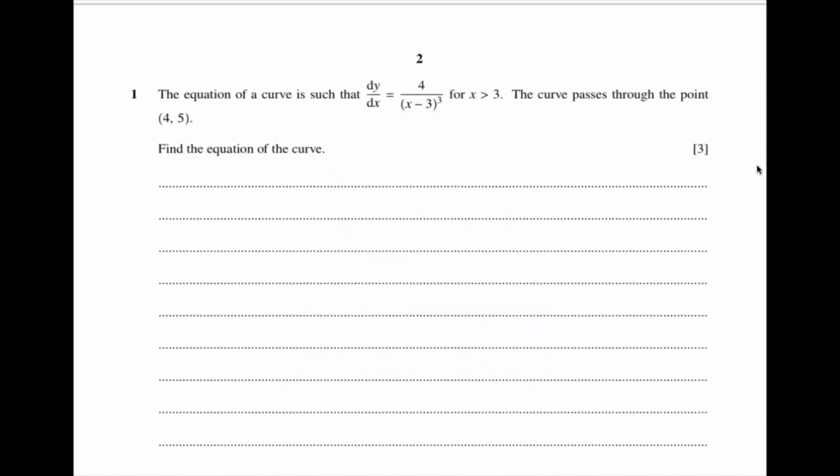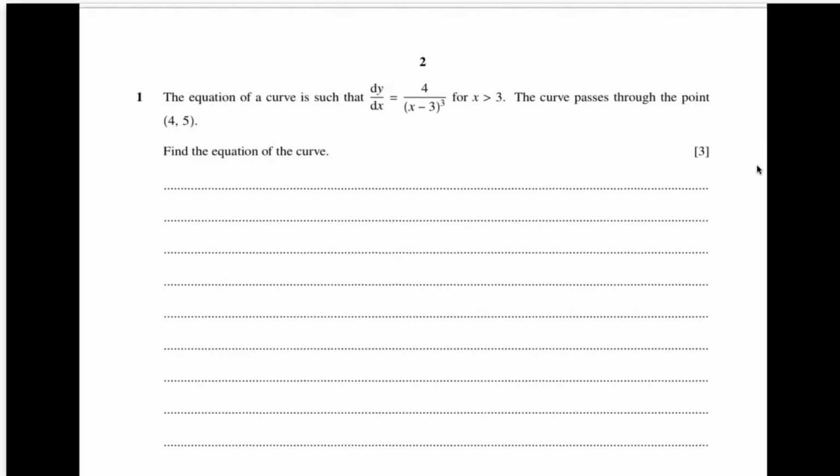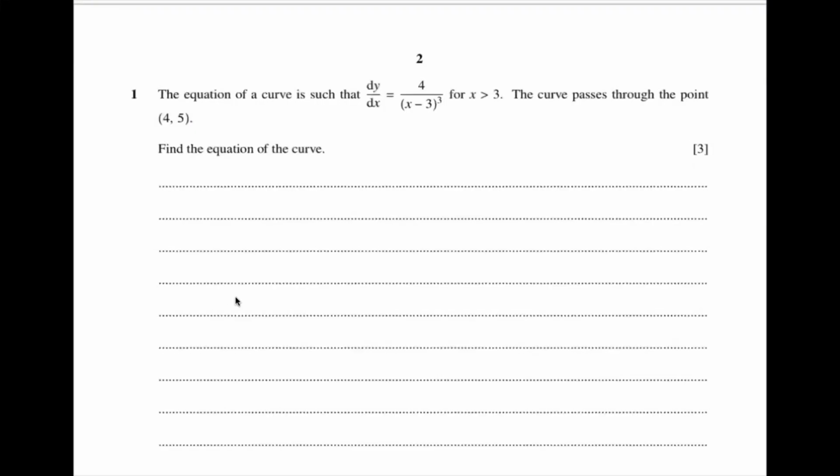The first question says the equation of a curve is such that dy by dx is 4 upon (x minus 3) cubed. The domain for the question is x greater than 3. The curve passes through the point (4, 5). We need to find the equation of the curve. To find the equation of a curve, when you are given a dy by dx expression, you just need to integrate this.